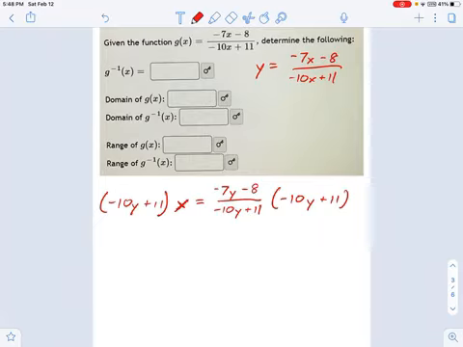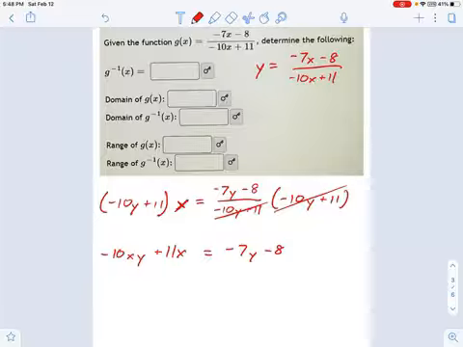Okay, so break that out, see what we get. On the right side, these cross out, and I get negative 7y minus 8. On the left side, I get negative 10xy plus 11x. Well, goal number 1 is done. There's no more ugly fractions. I don't have y by itself on one side, so let's do that next. I'll just add 7y to each side, plus 7y, plus 7y. And I'll do minus 11x on each side.